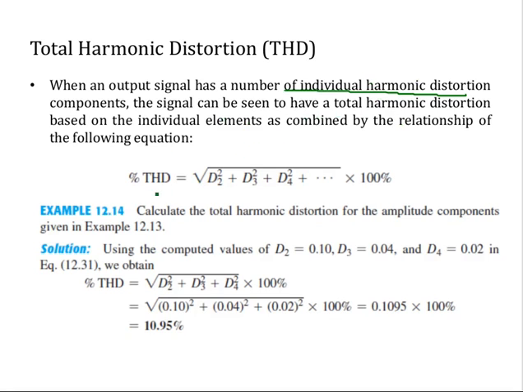What is that? Total percentage THD, that is total harmonic distortion percentage THD, equals the square root of D2 square plus D3 square plus D4 square plus etc., into 100. Okay. So calculate the THD for the amplitude components given in the previous example. We got D2, D3, D4 and all. So using the computed values of D2, D3 and D4, we can substitute. Here there are only three components: second harmonic, third harmonic and fourth harmonic. So you substitute here, you will get 10.95%, which is the THD introduced in the waveform because of the harmonic components.